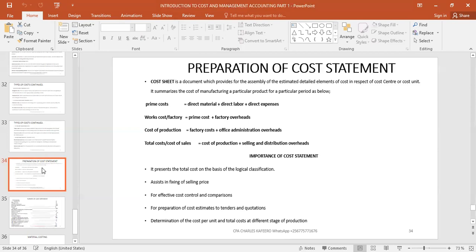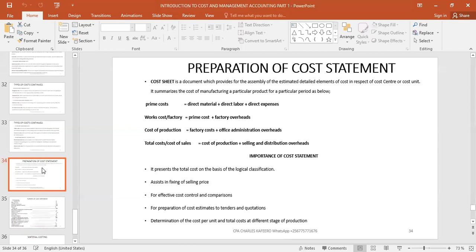Then the third one is the cost of production. To get the cost of production, it is the factory costs plus the office administration overheads. So you can even proceed to the fourth one to determine the total cost or the cost of sales, which is the production cost plus the selling and distribution overheads, plus others like the research and development, financial charges, and other costs.